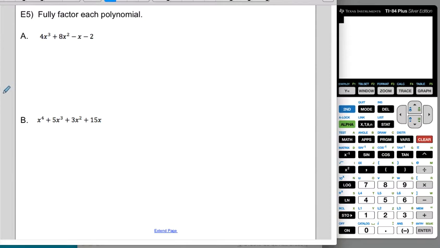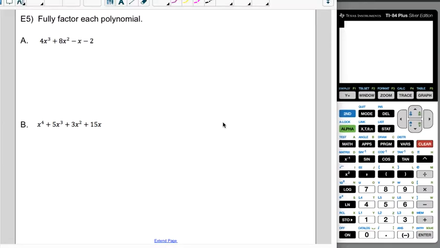All right, so now we're going to do a couple more, right? We're going to start with factoring by grouping. All right, so for example 5, we're going to keep factoring, but this time we have more than 3 terms. So let's go ahead and try factoring this.